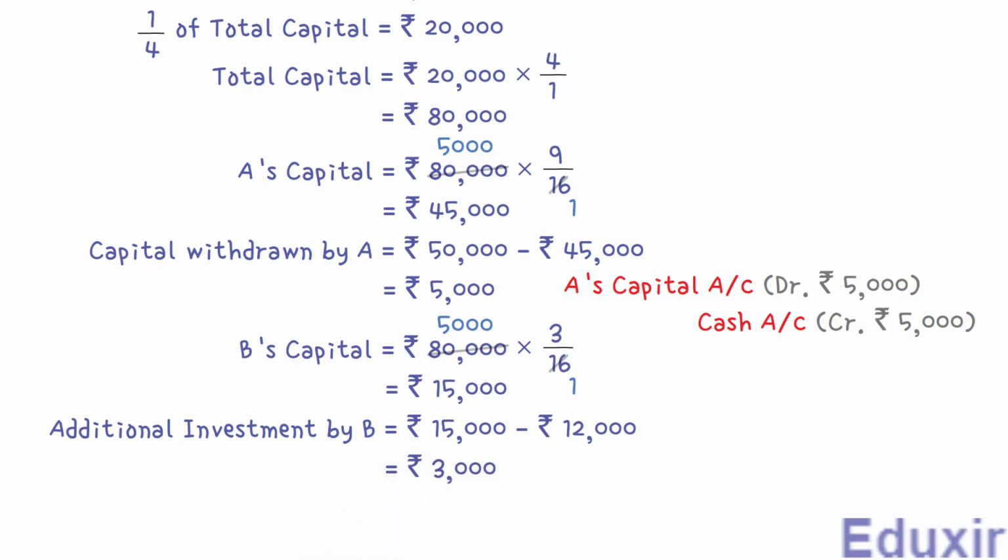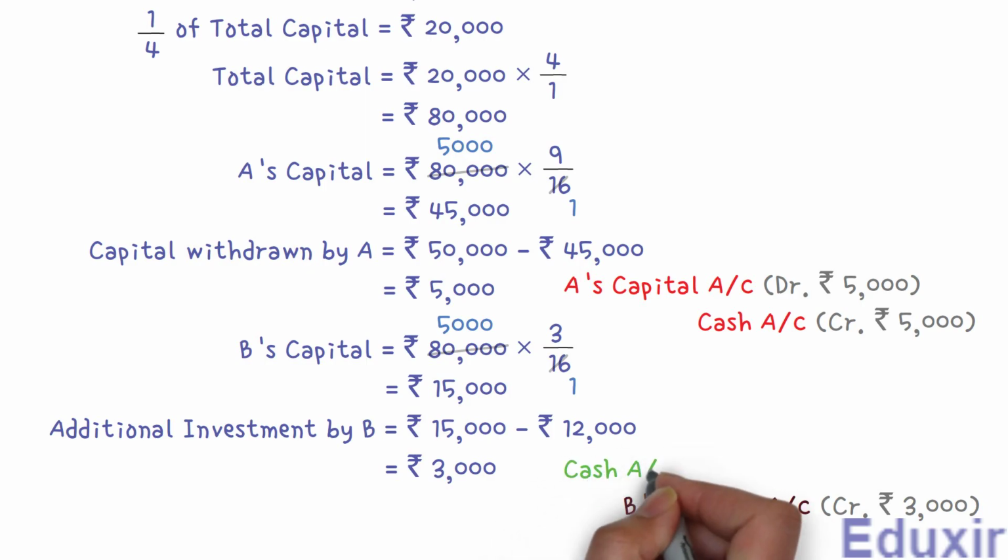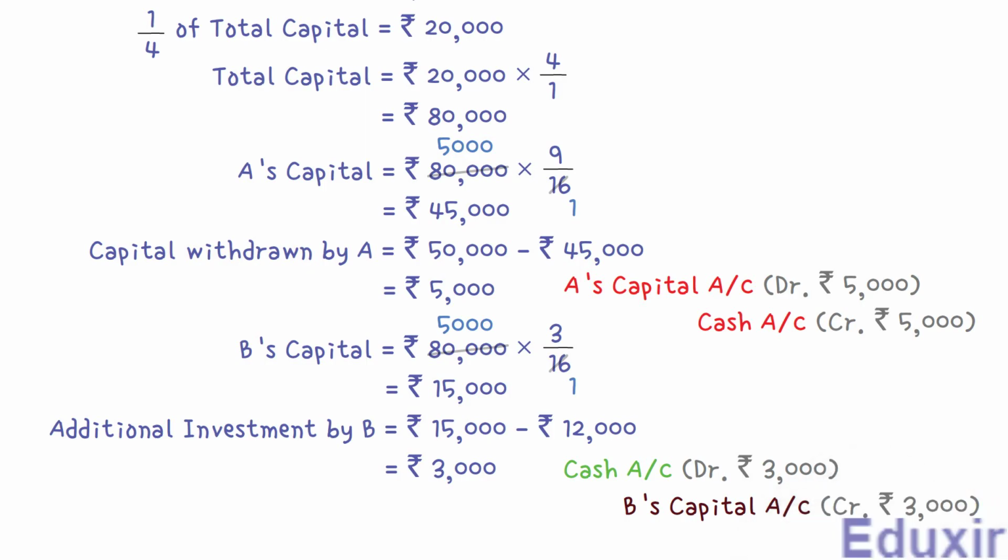As this is deficit, the partner B should bring additional investment of 3,000 rupees. So partner B's capital account should be credited by this additional capital amount of 3,000 rupees. And considering that the partner B has brought this amount in cash, the cash account should be debited with 3,000 rupees. Let us now proceed to journalize both of these transactions.